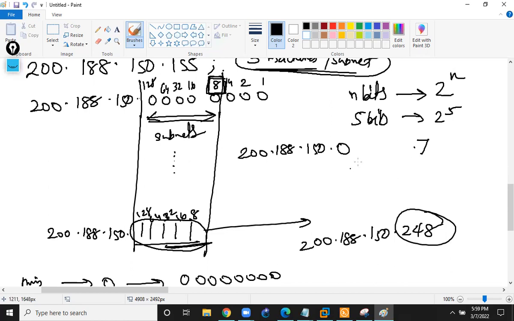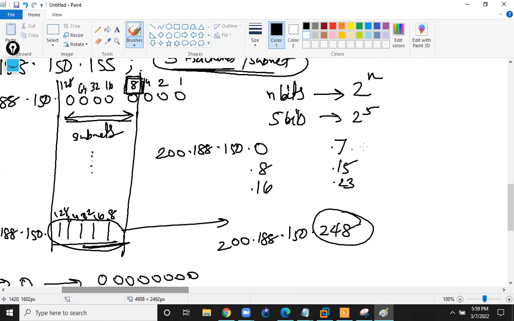Now the second one is 8 to 15. Very good. Even if I go wrong, there are guys who will correct me. Then 16 to 23. Now you can see the assignable IPs will be from dot 1 to dot 6. Here, dot 9 to dot 14 for the second one, and for the third one dot 17 to dot 22.